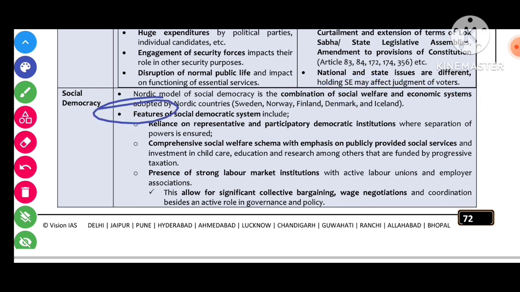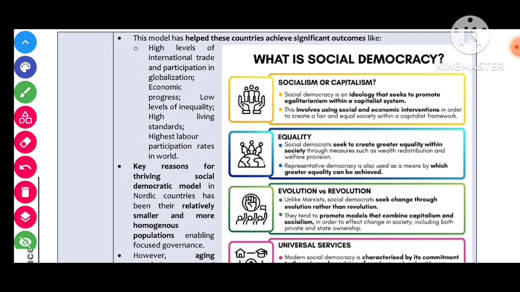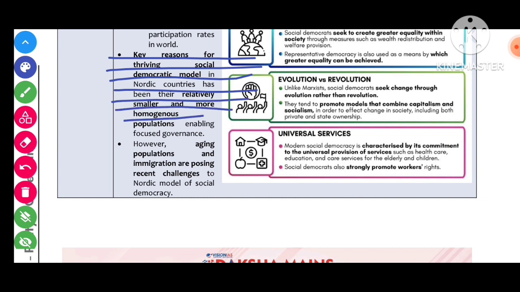And features of social democracy such as reliance on representative and participatory democratic institutions, and comprehensive social welfare schemes with emphasis on publicly provided social services, and presence of strong labor market institutions. Okay, so remember this. And key reasons for the thriving social democratic model in Nordic countries have been their relatively smaller and more homogeneous populations.